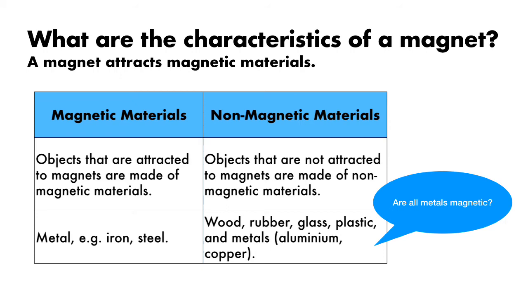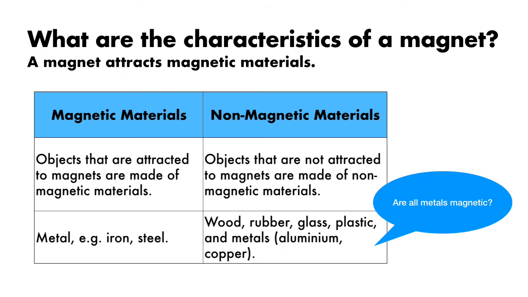So we start to learn about the different characteristics of a magnet. The first most important characteristic of a magnet is that a magnet always attracts magnetic materials. So what are magnetic materials? Magnetic materials are objects that can be attracted to a magnet, as the name implies, and usually are metals such as iron and steel. But remember, a magnet would not attract non-magnetic materials.